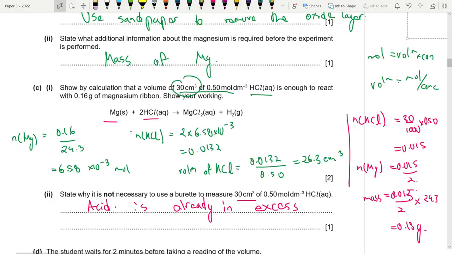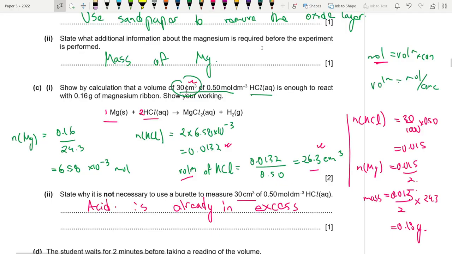So according to that, how many moles of HCl do we need? Double, because the molar ratio is 1:2. Does that make sense? So double the moles, which is 0.0132. So now we can find out the volume of HCl required. We know that moles equals volume times concentration, so volume is equal to moles divided by concentration. So 0.0132 divided by the concentration gives us a value of 26.3 cm3. That's the minimum amount required. We have 30 cm3, so we have more than required.